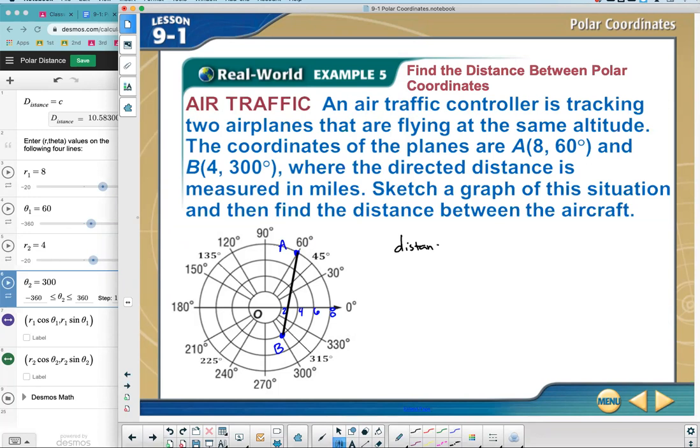You would say the distance would equal the square root of 8 squared plus 4 squared minus 2 times 8 times 4 times the cosine of, you just subtract the two angles, 300 minus 60 degrees. So it'd be like cosine 240 there. And we found out that this is approximately 10.6 miles. They said in the problem that's measured in miles, so that's why I put the miles on there. That'd be the distance.